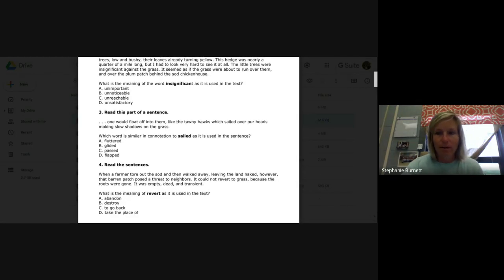It's just not where you can see it. This one's pretty short, so I hope that maybe we have some prior knowledge whenever we get there. It says one would float off into them, like the tawny hawks which sailed over our heads, making slow shadows on the grass. Which word is similar in connotation to sailed, as it is used in the sentence? Okay.